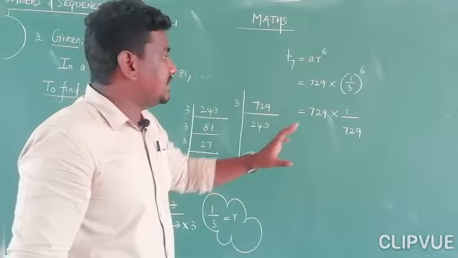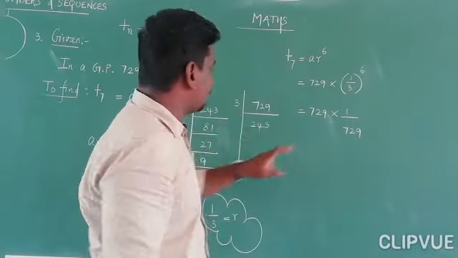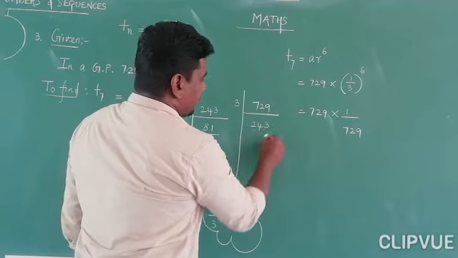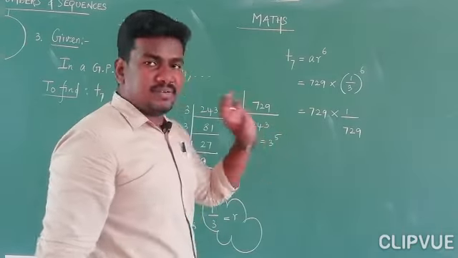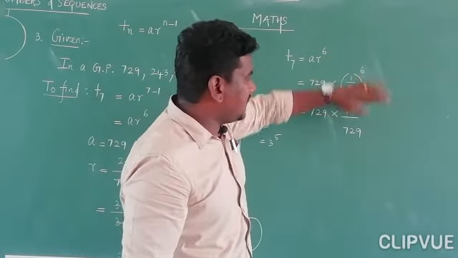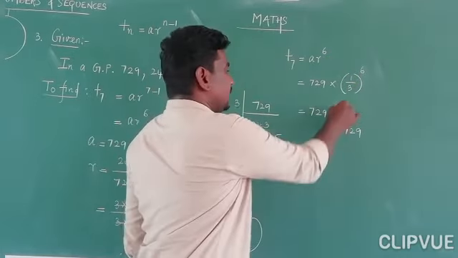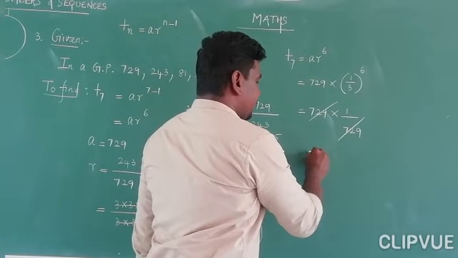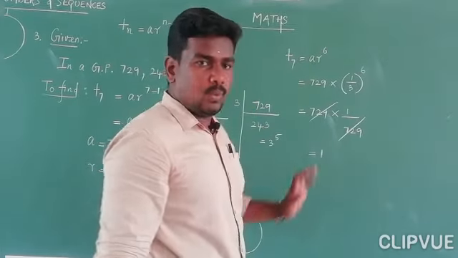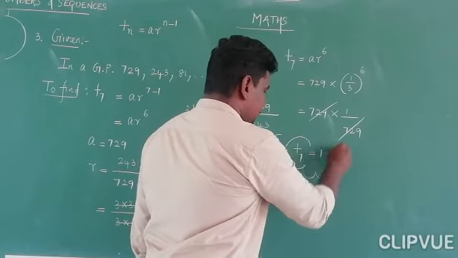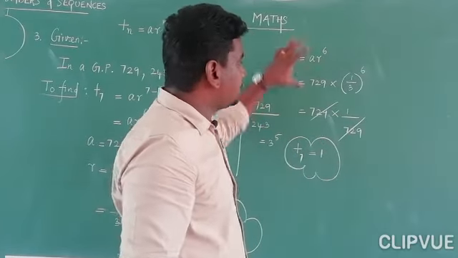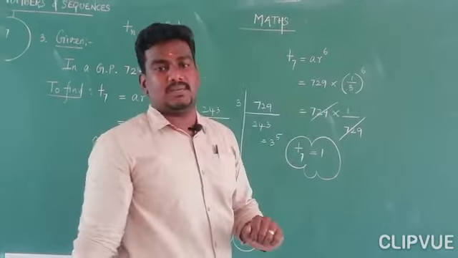Already we expanded that. You know that 243 means 3 power 5 and one more time, 3 power 6. So instead of 3 power 6 I replaced 729. This 729 and this 729 will be cancelled. So what do we get? 1. What is it? It is term 7. So term 7 of this geometric progression is 1.